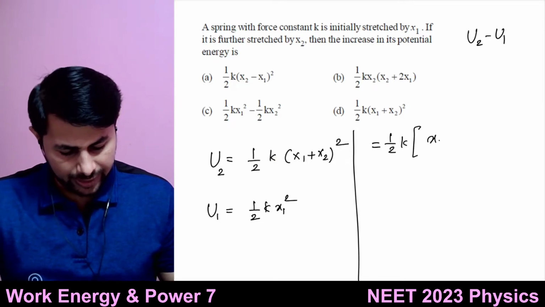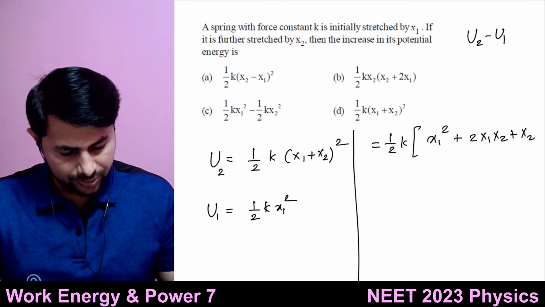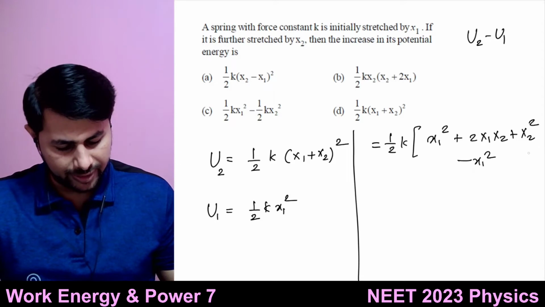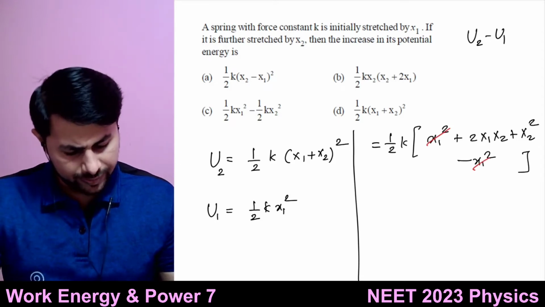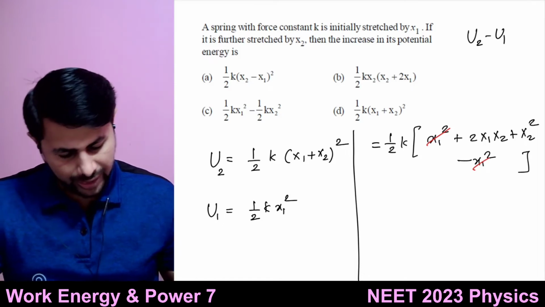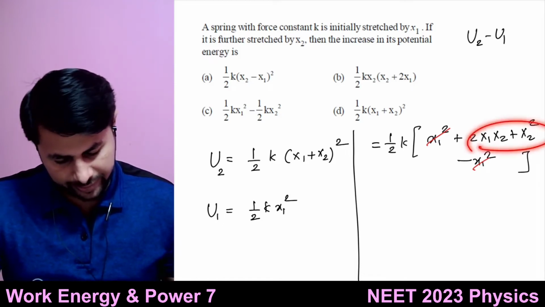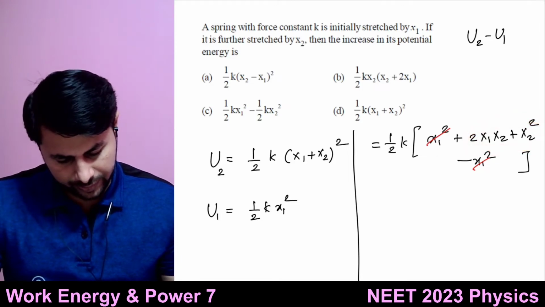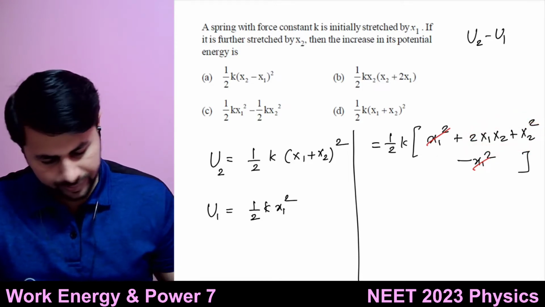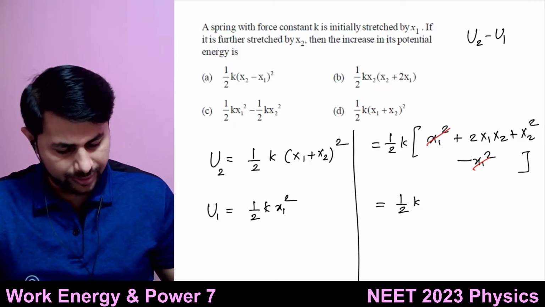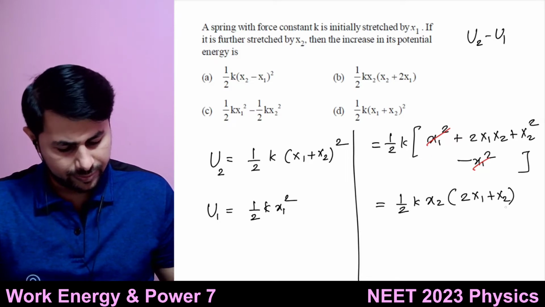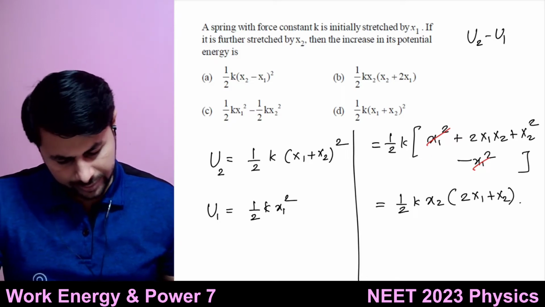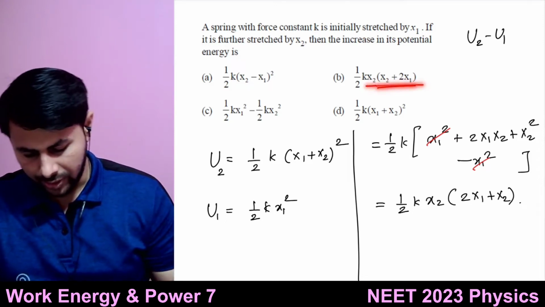Then it will be x1 square plus 2 times x1 into x2 plus x2 square minus x1 square. So this x1 square and x1 square get cancelled, and then we are left with half k multiplied by the remaining thing. So yeah, we can take x2 common. So it is half k multiplied by x2 multiplied by 2x1 plus x2. So option B, it seems. Okay, option B is the answer.